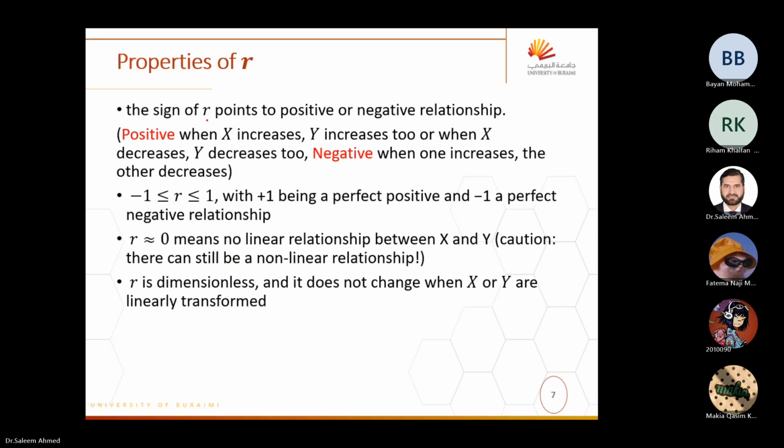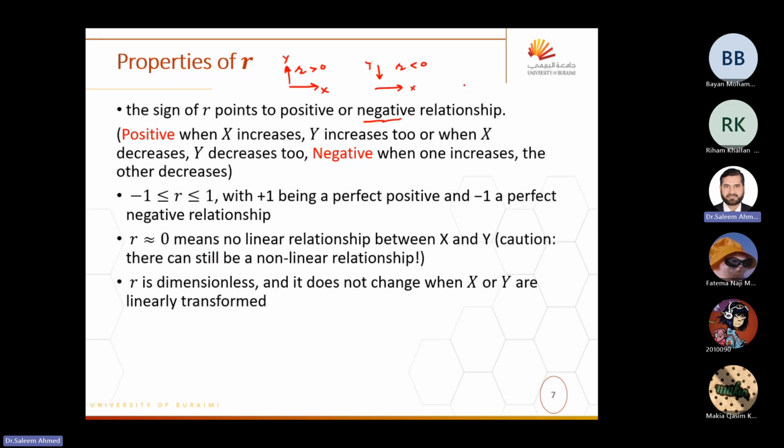Your R tells you whether there is a positive relationship or negative relationship. Positive relationship means if one increases, the second also increases. Negative means if one increases, the second decreases. If X increases, Y decreases, or if Y increases, X decreases. Here, both are either increasing or both are decreasing, same behavior. So if R is positive, you will have a positive relationship. If R is negative, you have a negative relationship.